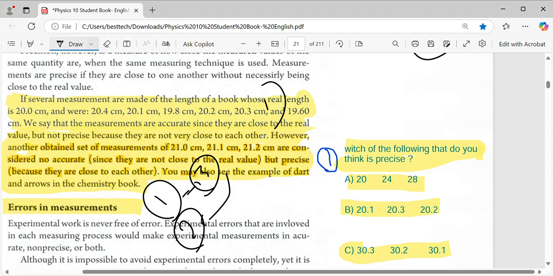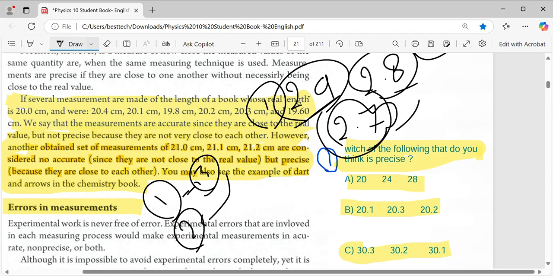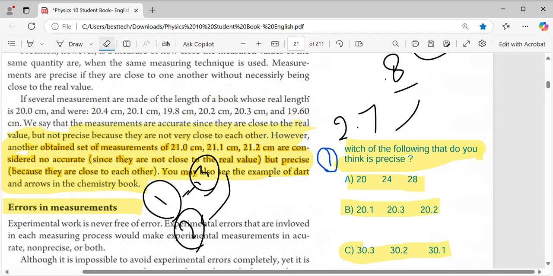For example, the previous numbers I showed you were 2.9 and 2.8 and 2.7. All these numbers are close to each other. So the numbers that you got by yourself, are they close to each other? If they are close, yes, we say it's precision, it's precise. Otherwise, if they are not close, we say it's not precise.